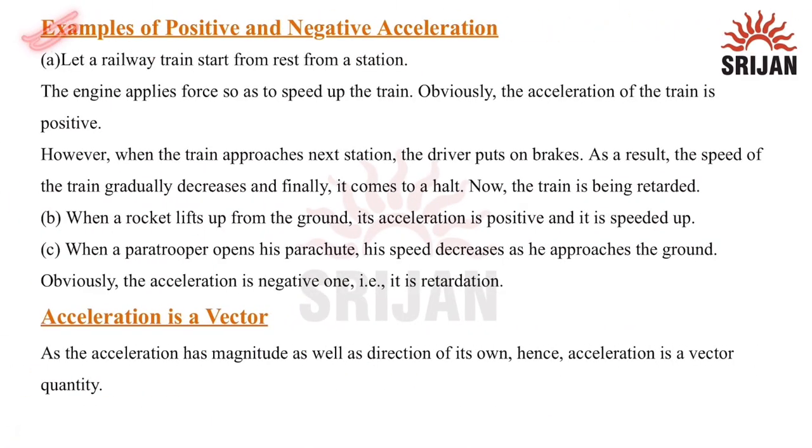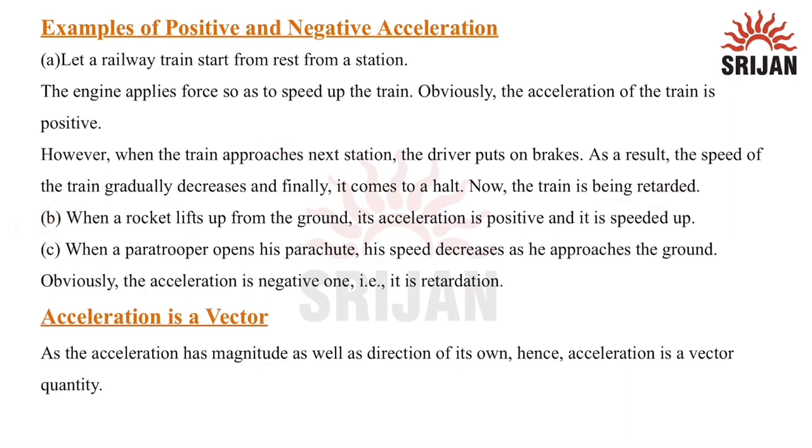Now, examples of positive and negative acceleration. First of all, let a railway train start from rest from a station. The engine applies force so as to speed up the train. Obviously, the acceleration of the train is positive. However, when the train approaches the next station, the driver puts on the brake. As a result, the speed of the train gradually decreases and finally comes to a halt. Now the train is being retarded.